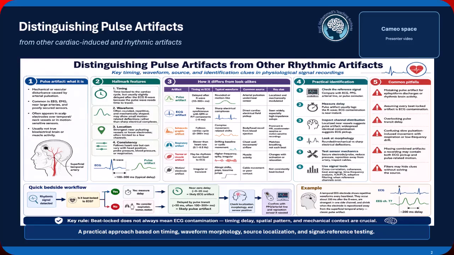Welcome, everyone. In this presentation, we will explore how to distinguish pulse artifacts from other rhythmic artifacts seen in physiological signal recordings. Many artifacts can appear cardiac-related because they repeat with the heartbeat, but they do not all have the same mechanism. The key is to avoid judging the waveform by rhythm alone. Instead, we will use timing, waveform morphology, spatial distribution, and sensor mechanics to separate true pulse artifacts from ECG contamination, ballistocardiographic motion, respiratory modulation, muscle activity, and electrode movement.